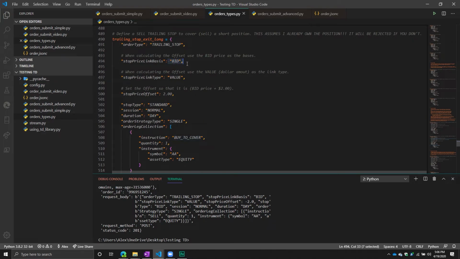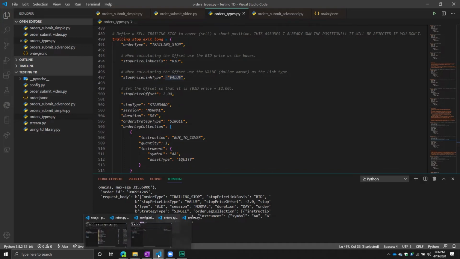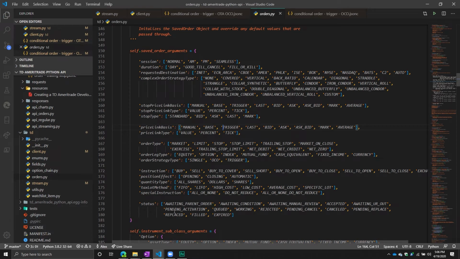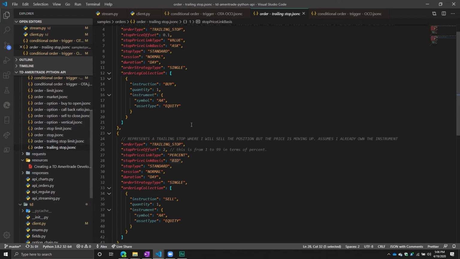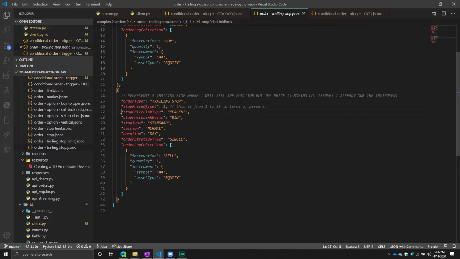Again, you can still tag it to the bid price, you can tag it to the ask price and all that fun stuff, and you can still do percentages, but I guess it really just depends what you're trying to do at the end of the day. Now, I do have an example of a percentage one. If you want to do a percent, you have to set the price offset as an integer from 1 to 99, 99 being 99% away from the bid price. So you can use percentages.